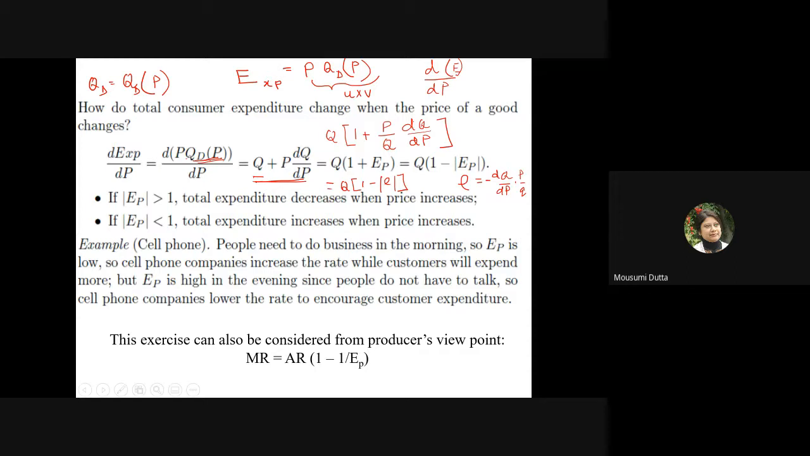Here E is equal to U into V, and both U and V are functions of P. So what is the standard formula? Keeping V constant, plus keeping U constant. Both U and V are functions of P, so this is the standard formula.